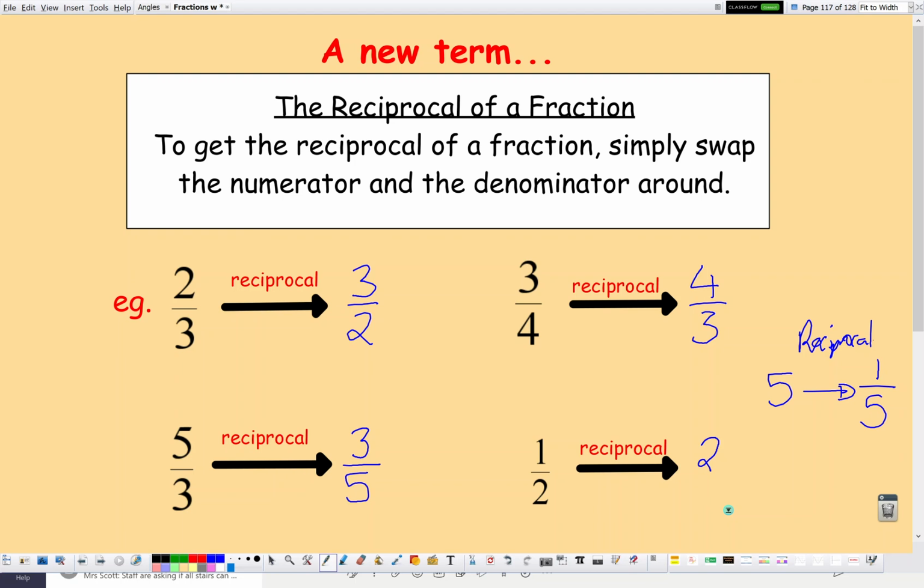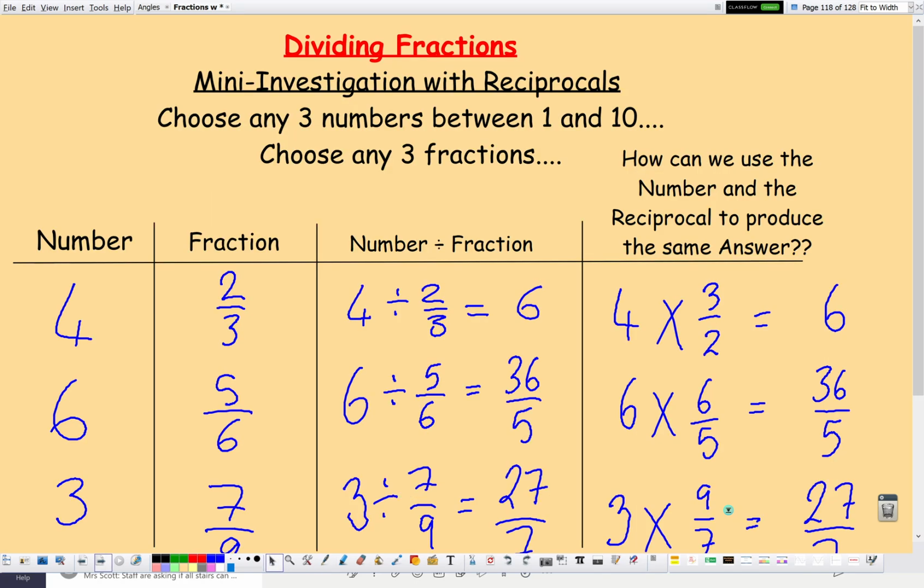We're just going to read through it, because what I would do with you if we were in class is a wee investigation into reciprocals and multiplying and dividing, a little kind of experiment, I suppose. But we're not going to do that because we don't have the time. So just read what we would have done, a wee mini investigation.